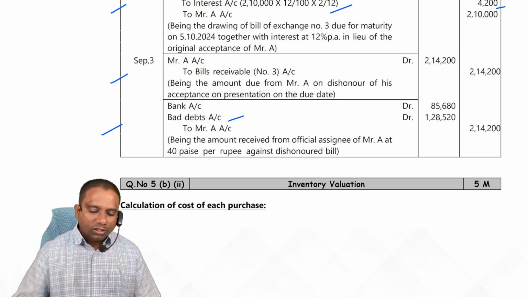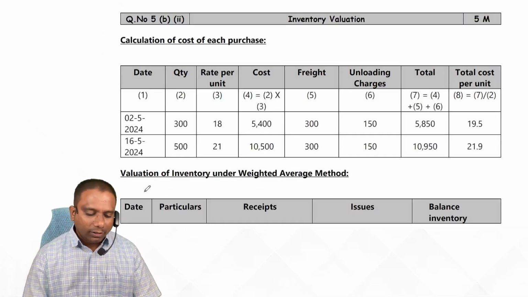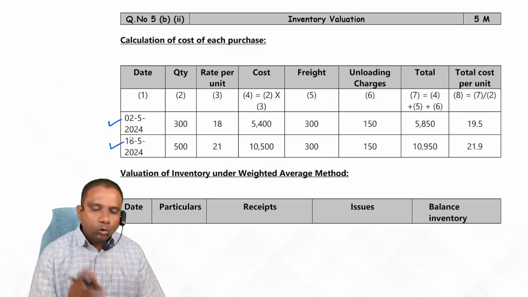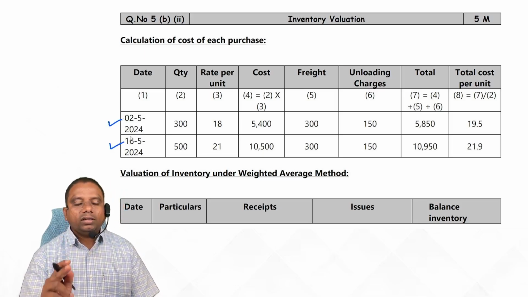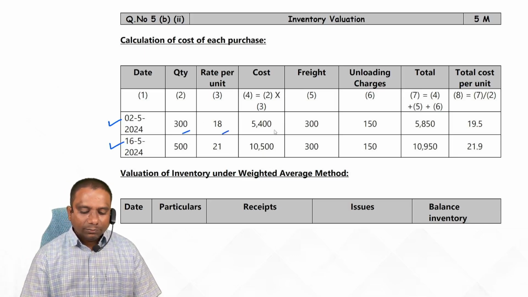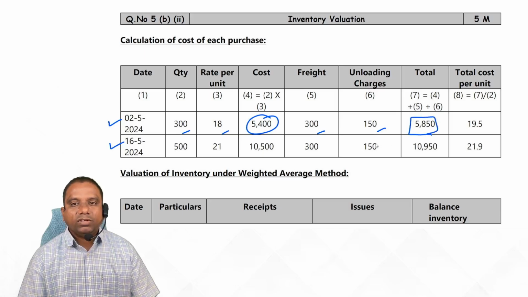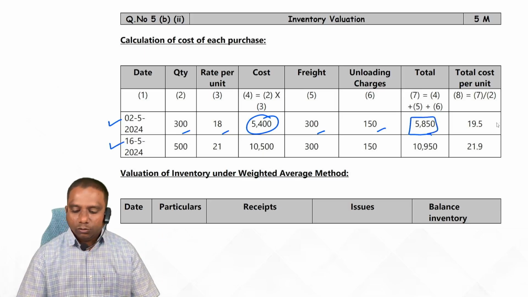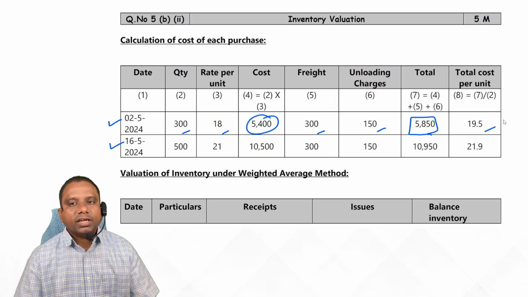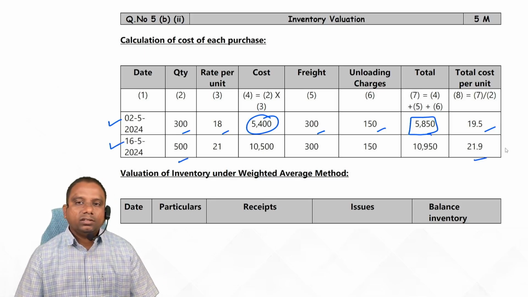Now look at. So here also I have given the complete answer with detailed information. Look at first, for the two purchases, calculate the cost of purchase per unit. Look at quantity, rate, total amount, 300 rupees for freight, unloading charges. Total amount is 5,850. This is for how many units? 300 units. Per unit 19 rupees and paisa. Same calculation, 21 rupees 90 paisa.